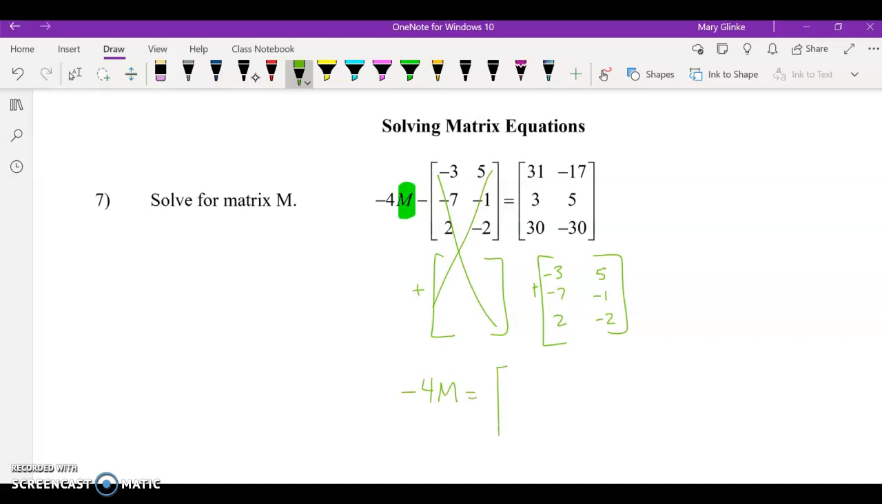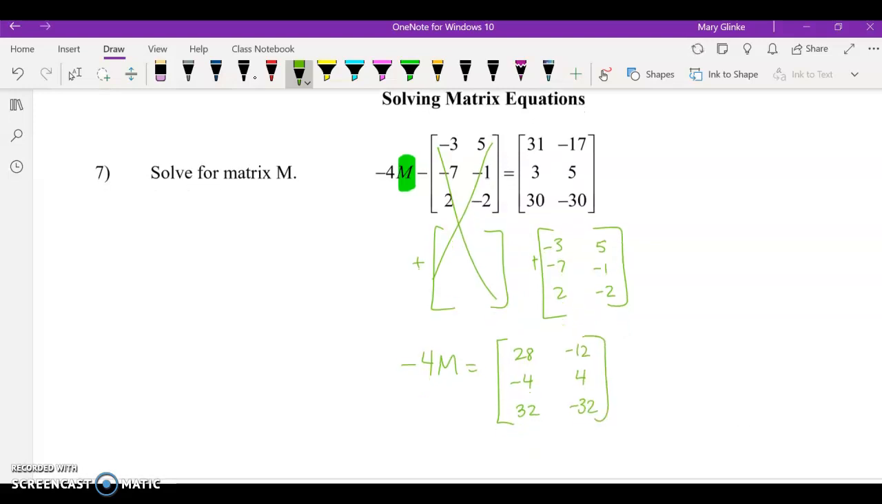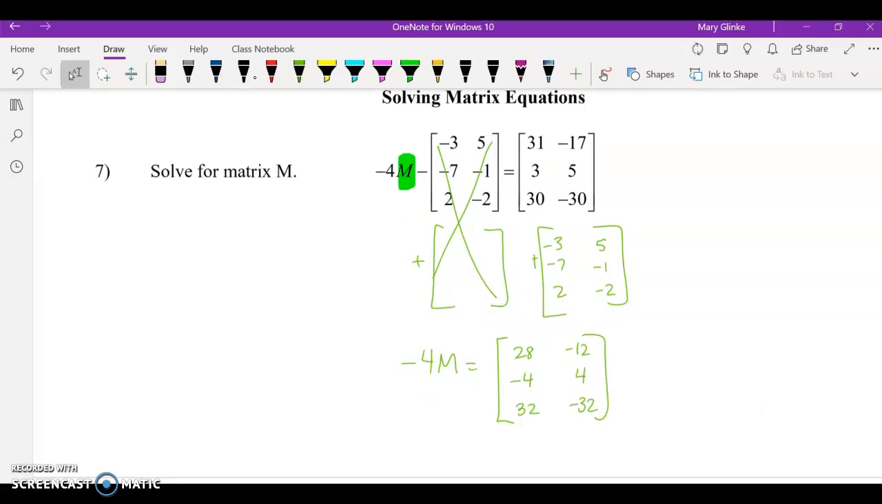And so -4M would have to be 28, -4, 32 for my first column, -12, 4, and -32 for my second column. I said row, sorry. First column and then second column. Then you have a couple of options. You can just work backwards to figure out what M is. So -4 times what gives us +28, or you can do a scalar multiplication of -1/4 in order to undo that -4 in front of M.